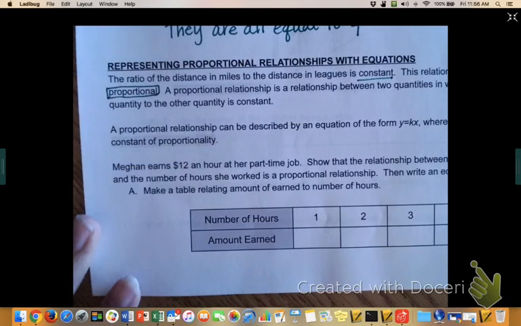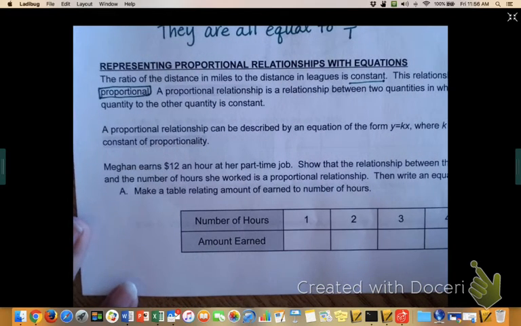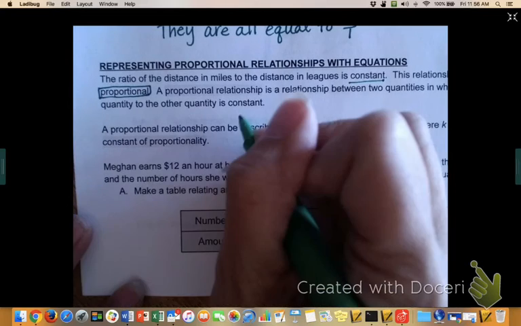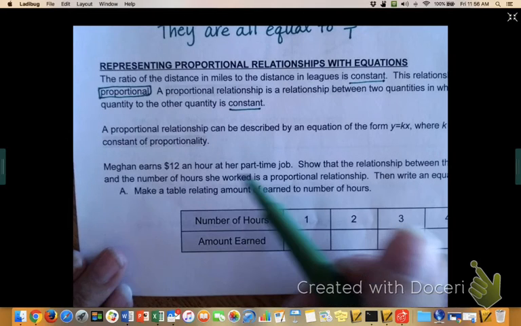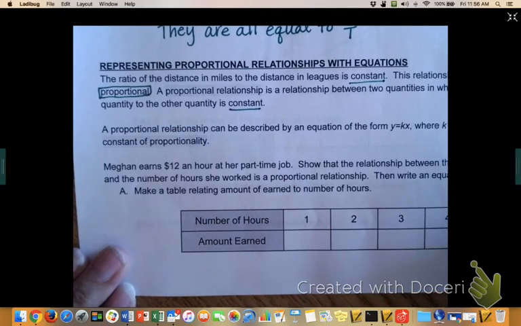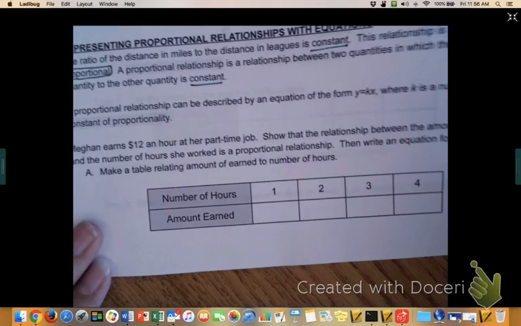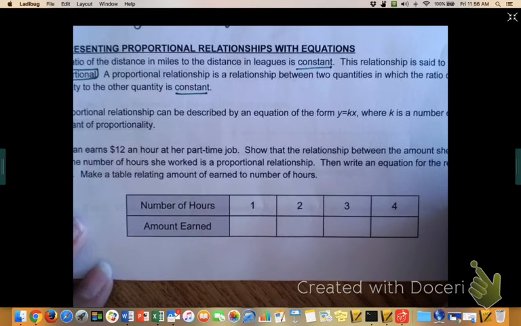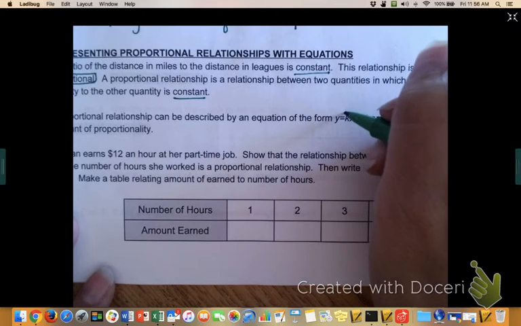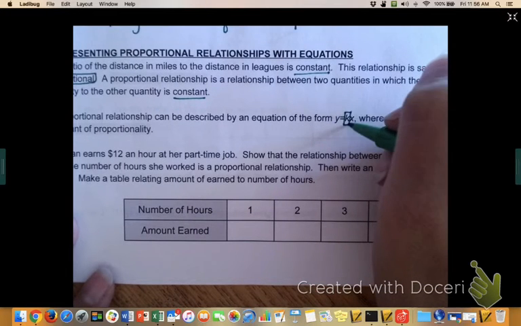A proportional relationship is a relationship between 2 quantities in which the ratio of one quantity to the other is constant, just like our 3/1 every time. A proportional relationship can be described by an equation in the form y equals kx, where k is the constant of proportionality. I also want you to put a little box around k here.